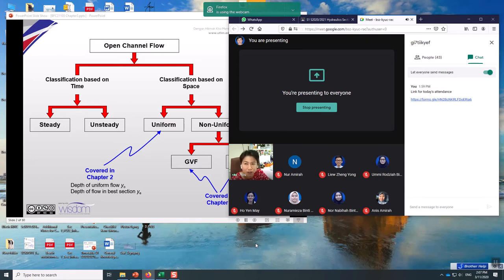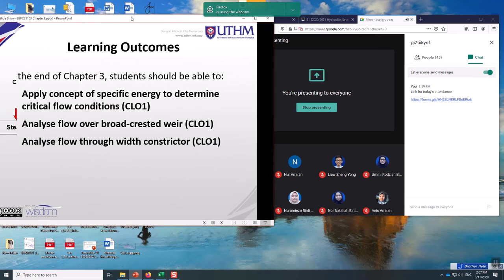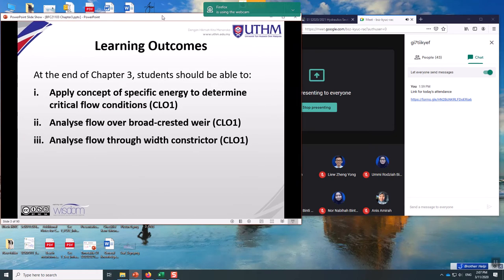So today we are going to look at chapter 3, and I'm going to introduce another parameter of flow depth, which is the depth of critical flow with subscript C. So that represents the depth during critical flow. And subsequently in chapter 4, right, we are going to look at gradually varied flow and rapidly varied flow. So this is what we are going to learn in chapter 3.